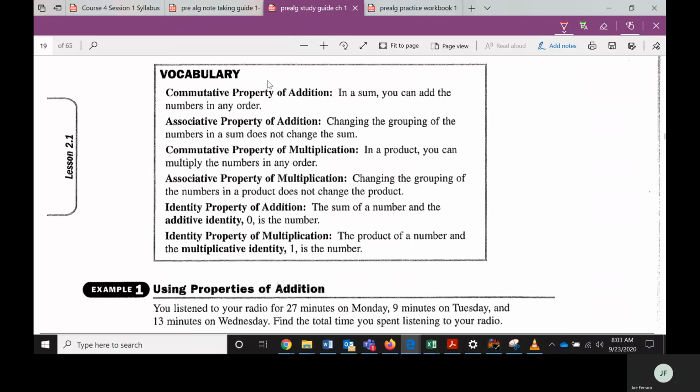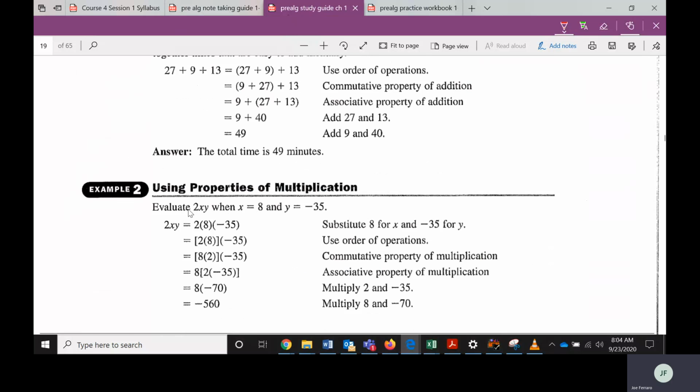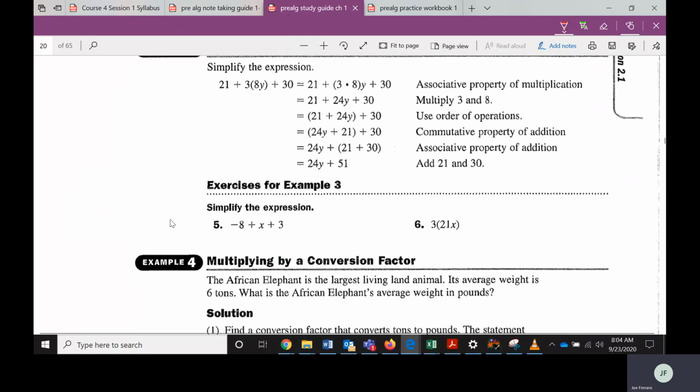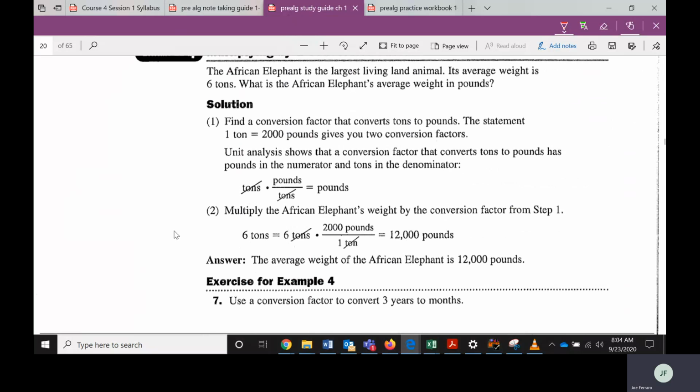On the study guide, they again have the definitions. They have some examples. I wouldn't be too worried about this and justifying your steps. Something like this you'll be able to need to do. Simplifying these you'll be able to need to do.